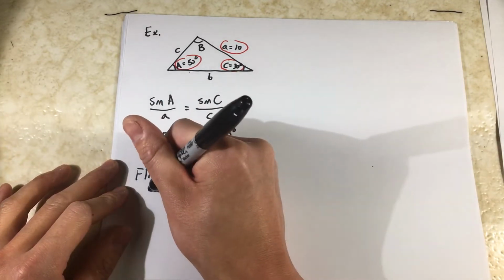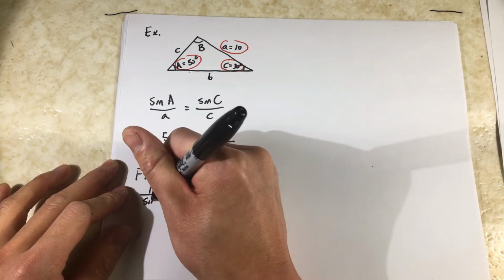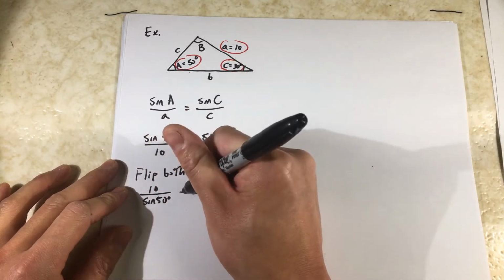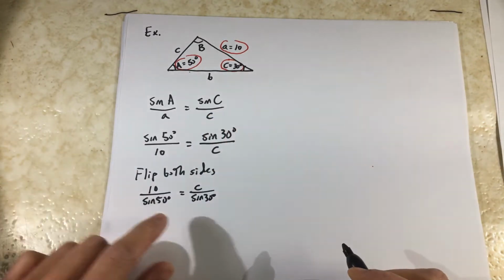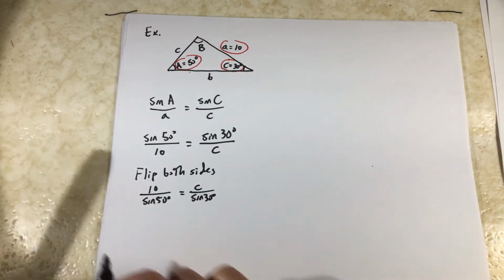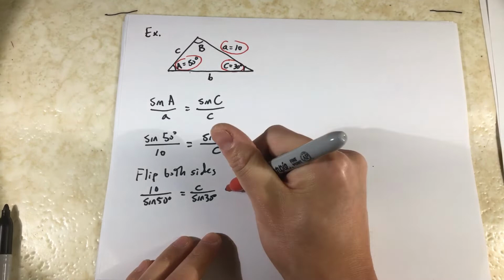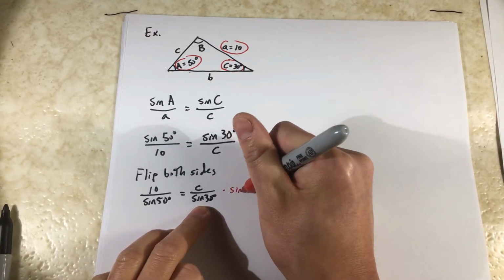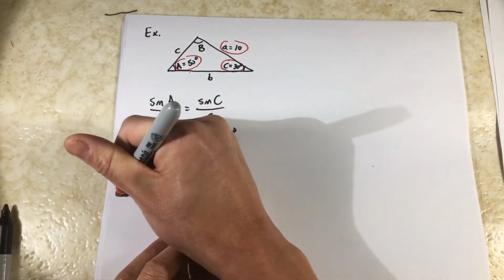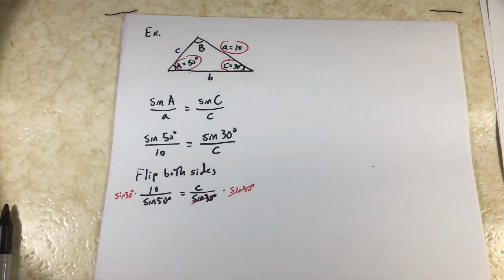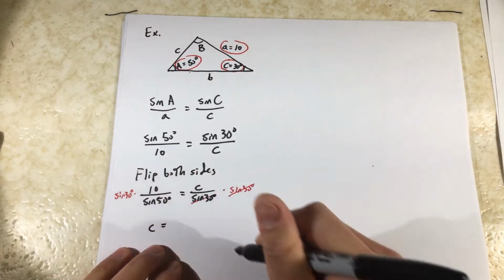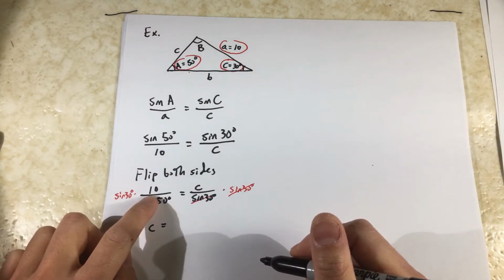So if I flip both sides, I get 10 over sine 50 equals C over sine 30. And if I'm solving for C here, I'm going to multiply by sine 30 to both sides. The point of that is just to cancel that out. Okay? So if I do that, I get C equals sine 30 times 10.